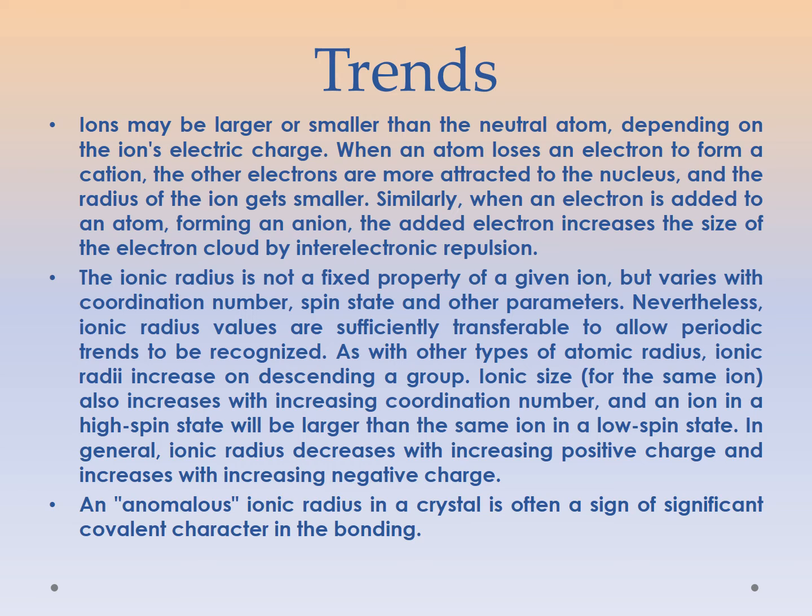As with other types of atomic radius, ionic radius increases on descending a group. Ionic size for the same atom also increases with increasing coordination number, and an ion in a high spin state will be larger than the same ion in a low spin state. In general, ionic radius decreases with increasing positive charge and increases with increasing negative charge. An anomalous ionic radius in a crystal is often a sign of significant covalent character in the bonding.